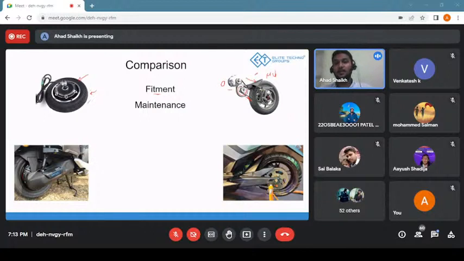Any mechanic who is familiar with replacing or removing a tire can do this in a normal vehicle. But with a hub motor, it has to be a skilled mechanic who can remove the electrical connections and remove the tire from the vehicle without damaging the motor. So that thing in terms of maintenance also has to be taken care of.